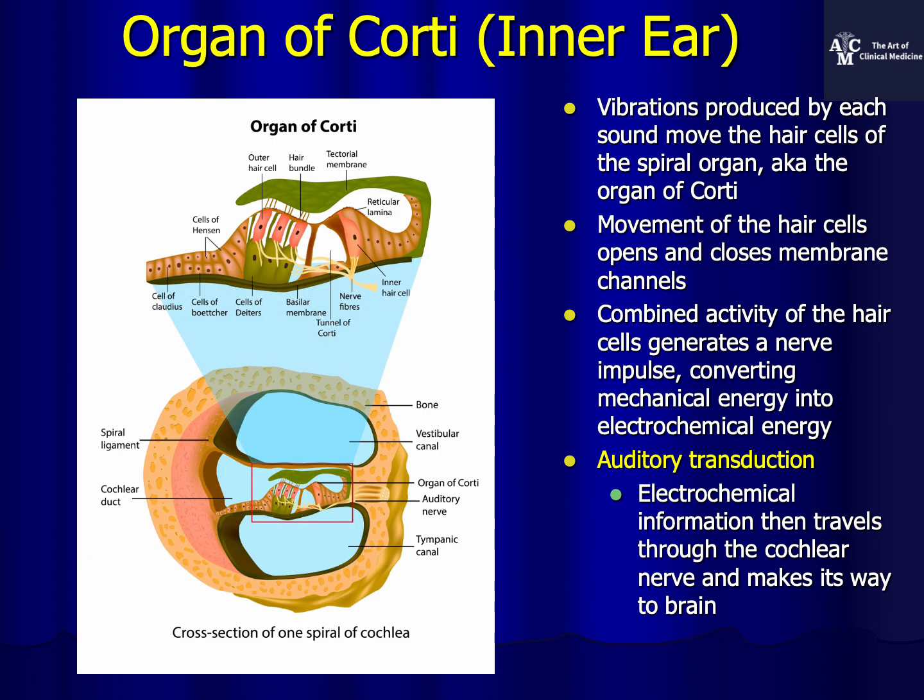Once this sound gets detected, the vibrations then are facilitated by the organ of Corti, which is in the inner ear. This movement of the hair cells of the spiral organ here will then open and close the membrane channels, as shown here. This combined activity of the hair cells then converts this mechanical energy into an electrochemical energy, and that is now sensed through the cochlear nerve, which makes its way to the brain. So this organ of Corti is shown here as a cross-section from the inner side of the inner ear. You can see here the different nerve fibers and all the cells that are involved with this process.